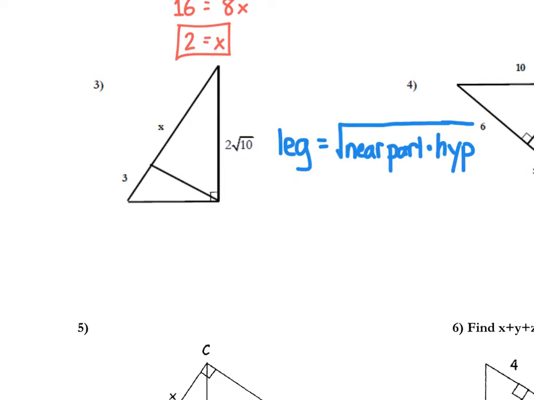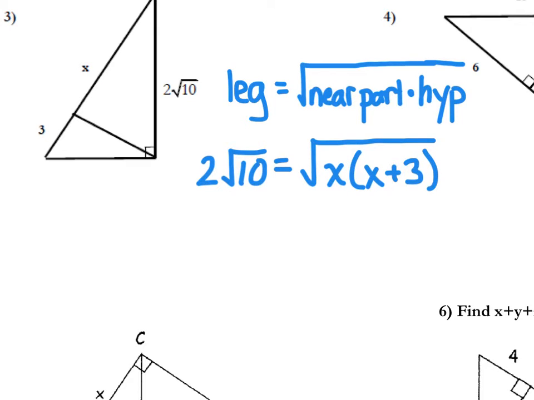If we drop down to example 3, you're going to see that 2 root 10 is a leg, so I either have the leg or I'm looking for the leg. In this case, I have it, so I'm going to use that leg formula, so it's going to be the square root of the near part times the hypotenuse. And this is what it looks like. I've got to remember that the whole hypotenuse is x plus 3. The near part is x and not 3.